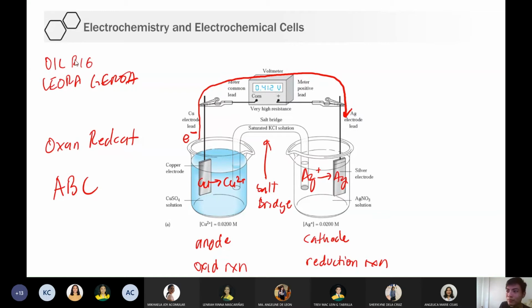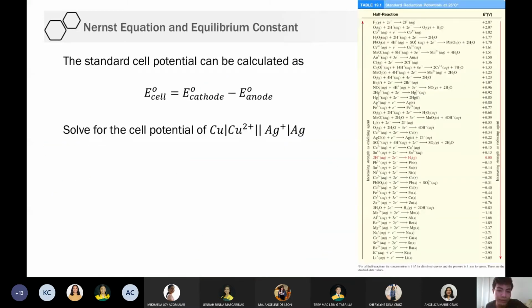Okay. So again, these are the mnemonic devices that we can use in Electrochem to quickly memorize yung setups natin. Oxan red cat, oxidation anode, reduction cathode, ABC, meaning anode, bridge, cathode. Anode sa left, bridge sa gitna, cathode sa right. Okay? So, in your laboratory, you were also able to discuss this part, no?